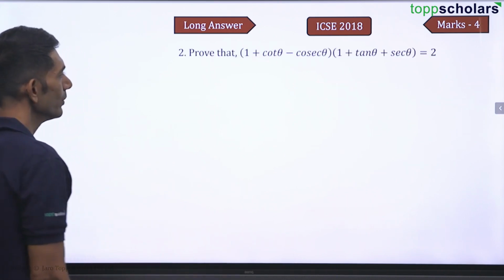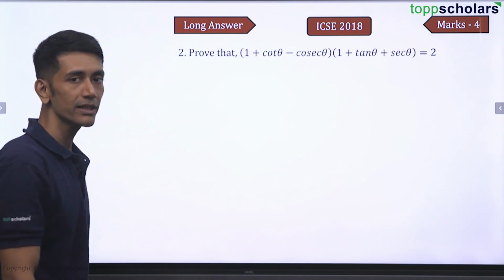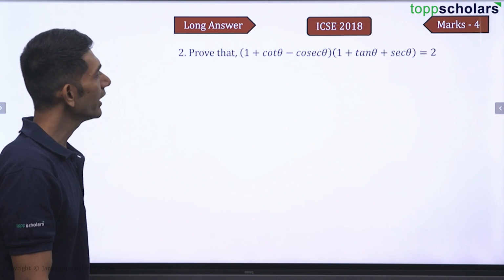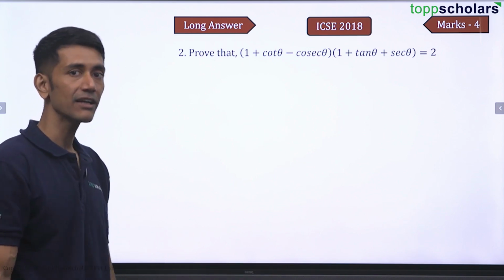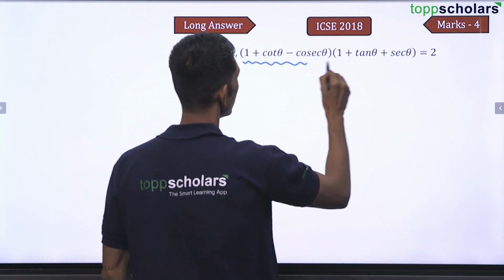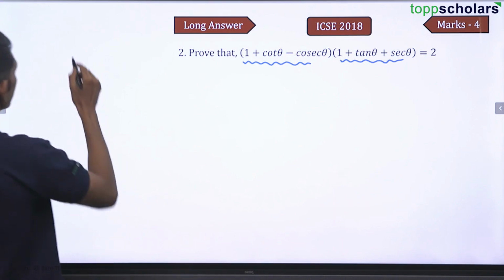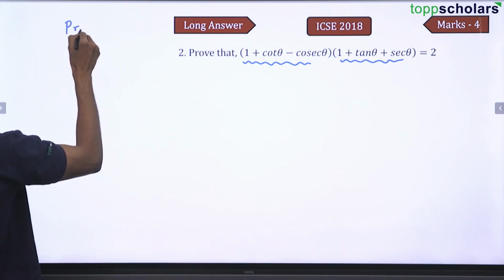Perfect. Let's continue. Okay. So we are supposed to prove that (1 plus cot theta minus cosec theta) into (1 plus tan theta plus sec theta) is equal to 2. Again, this is a prove that question. It was asked for 4 marks, but trust me, it is very, very simple. All we do is we start with the LHS. So let's begin with the proof.